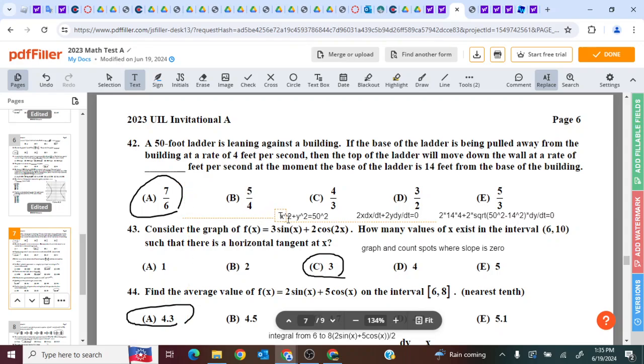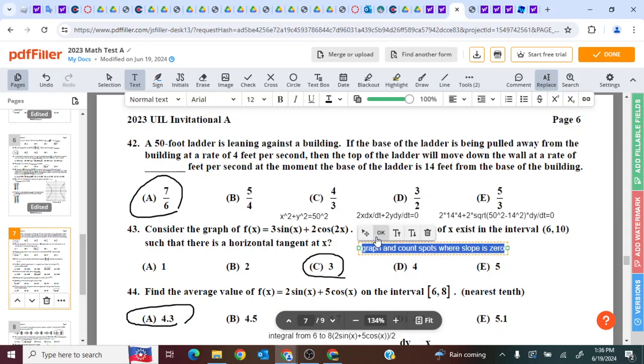43, consider this graph right here. How many values of x exist in that interval where there's a horizontal tangent? Well, put this into y1 and look on the interval 6, 10 for whenever the slope is 0. And if you do that, you'll count 3 instances in which that occurs.